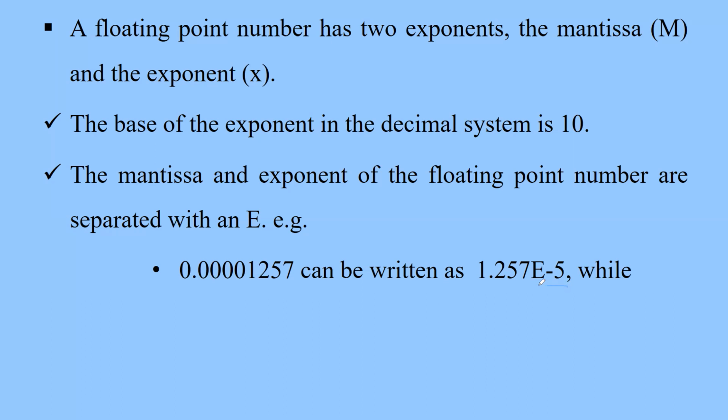Exponent is power what? So 1.257 e negative 5, meaning it is 1.257 raised to power negative 5.